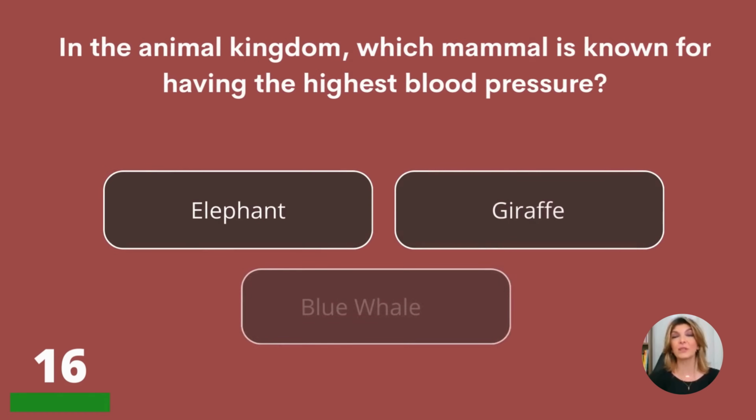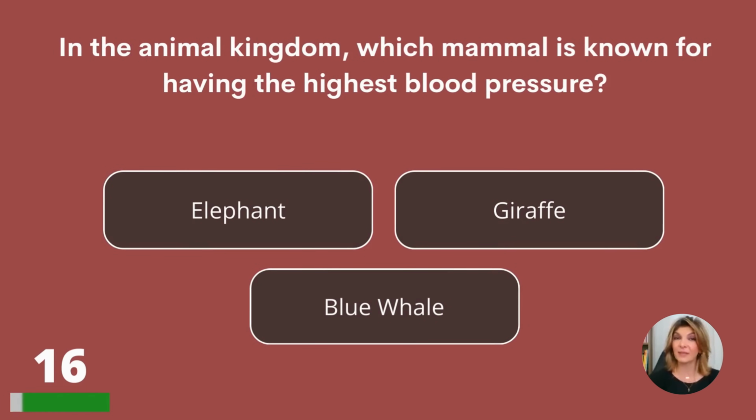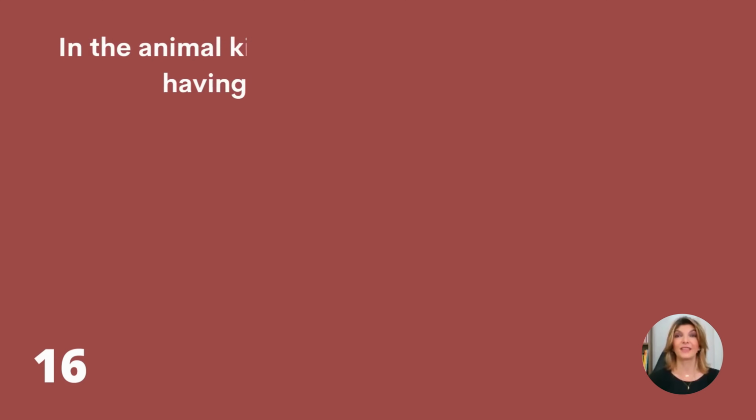In the animal kingdom, which mammal is known for having the highest blood pressure? The elephant, the giraffe, or the blue whale? The giraffe.